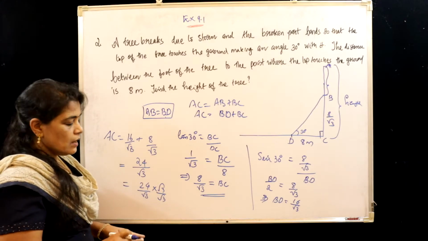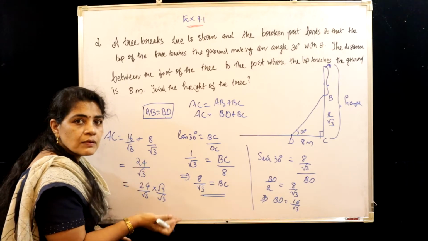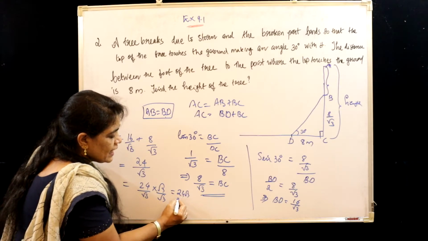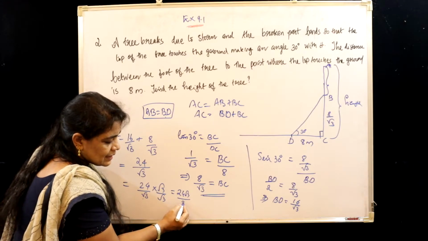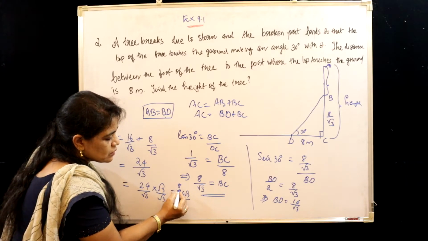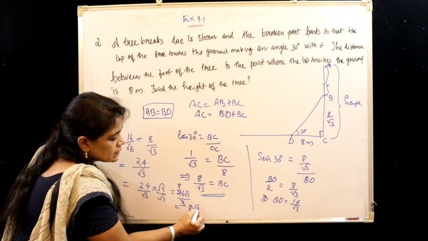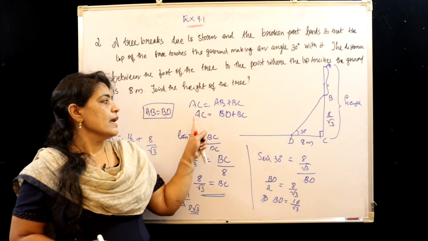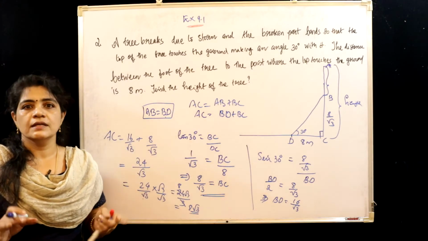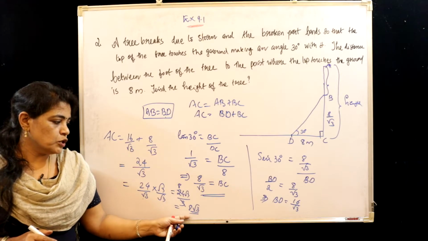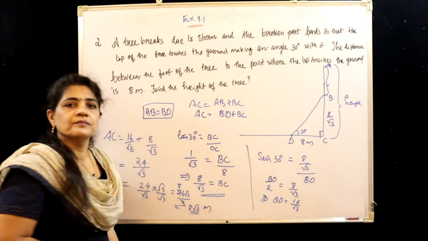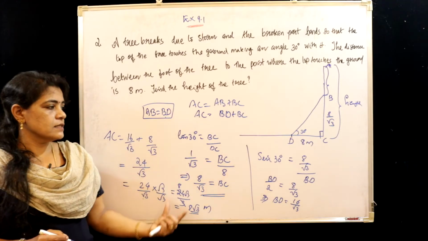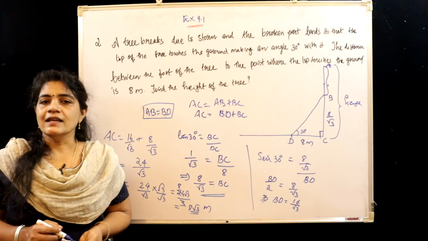So root 3 by root 3. Root 3 into root 3 becomes simply the natural number 3. So 24 root 3 divided by root 3 into root 3, 3. So 3 into 24, 8. So the height of the tree is equal to 8 root 3. That means AC equal to BD plus BC, that is the height of the tree equal to 8 root 3 meters. This is very, very important. You should know how to draw the figure and these steps, so that you can easily get to the answer.